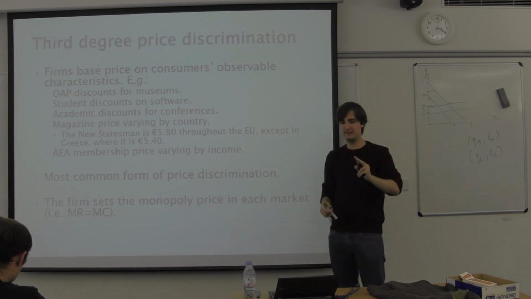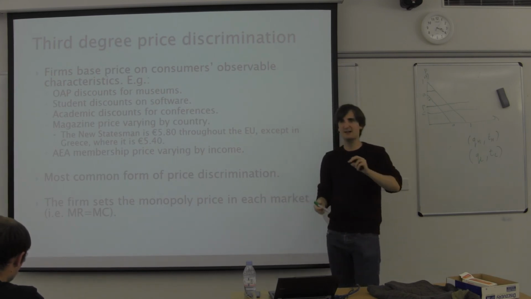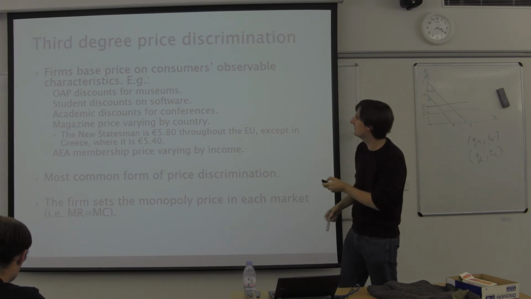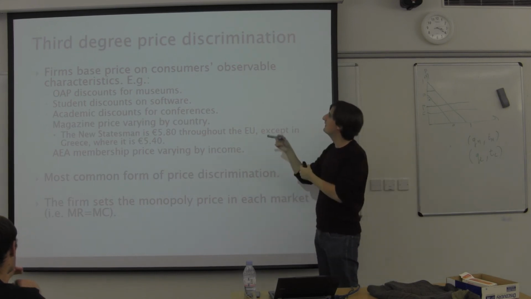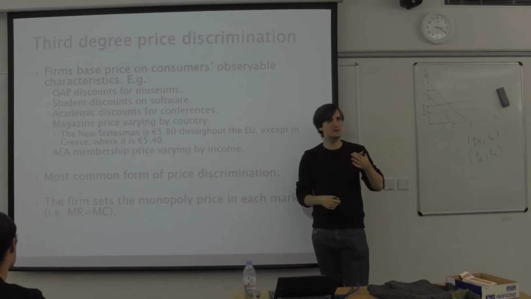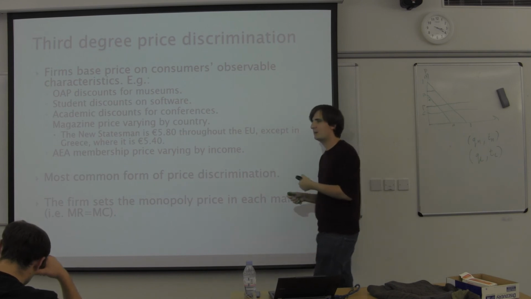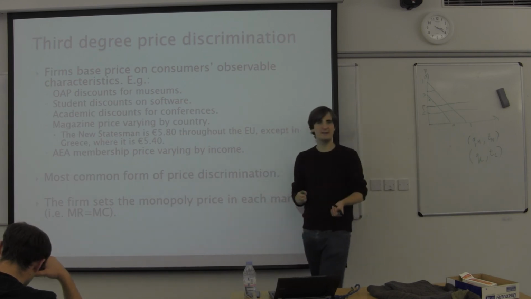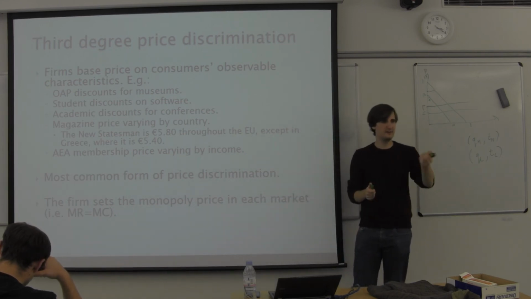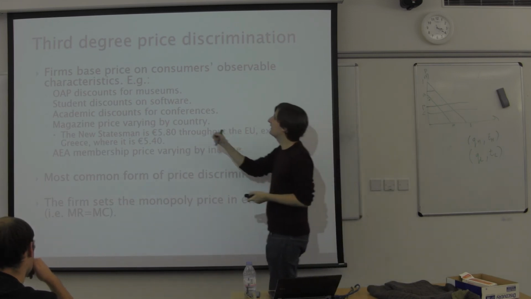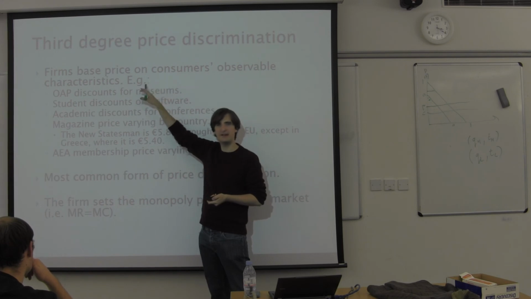Okay, so we've done first and second degree price discrimination. Next is third degree price discrimination. This is when firms base a price on consumers' observable characteristics. With first degree price discrimination, they're basing a price just on consumers' reservation value, which they magically knew. Here they use things that they can see and verify.